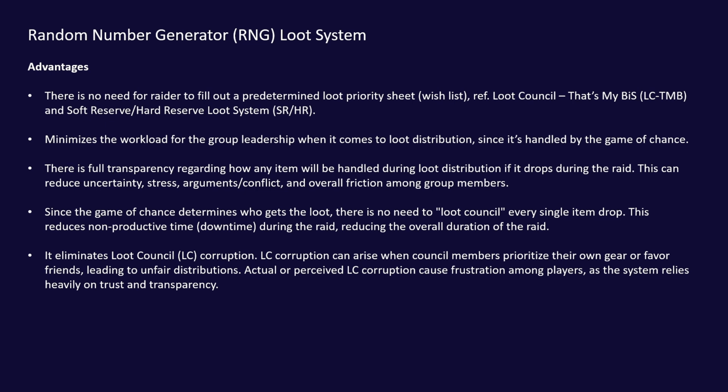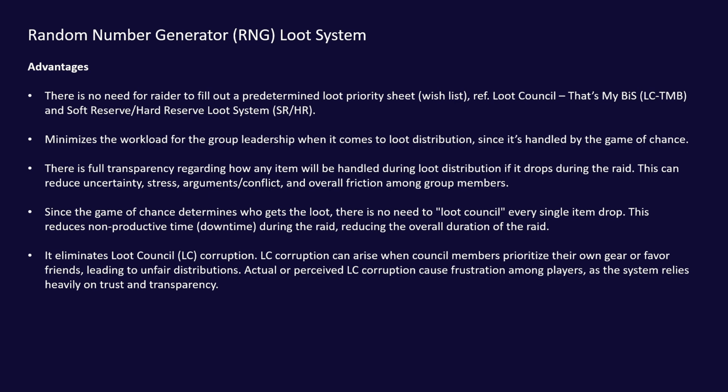So this would be an advantageous aspect of the RNG loot system compared to, for example, loot council. Since the game of chance determines who gets the loot, there is no need to loot council every single item that drops. So this could reduce non-productive time or downtime during the raid, just reducing the overall duration of the raid. Sometimes when certain high-value items drop and you have a loot council, it might take a while for the loot council to figure out who should receive that item.